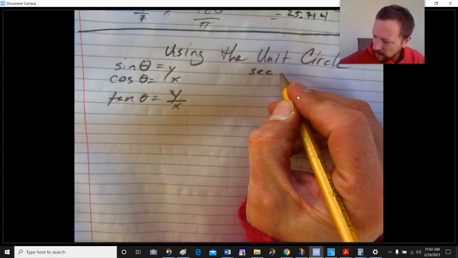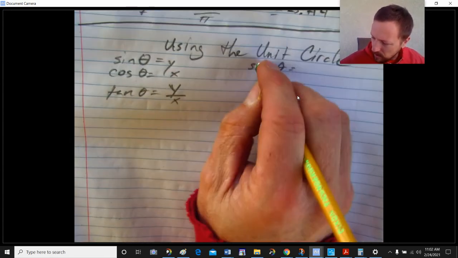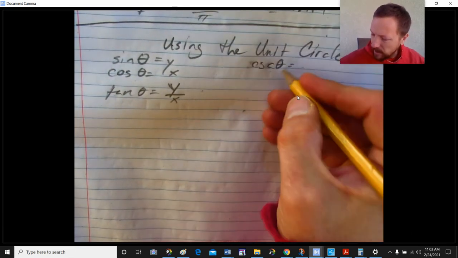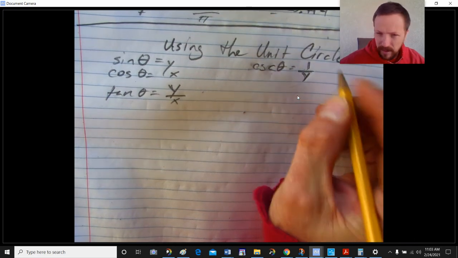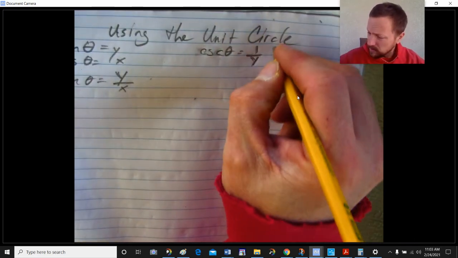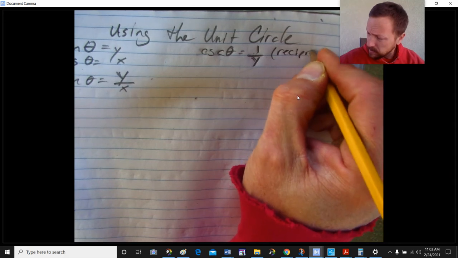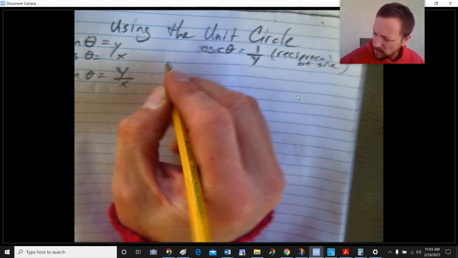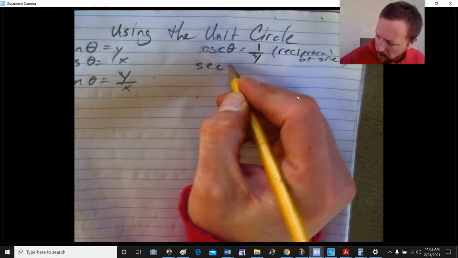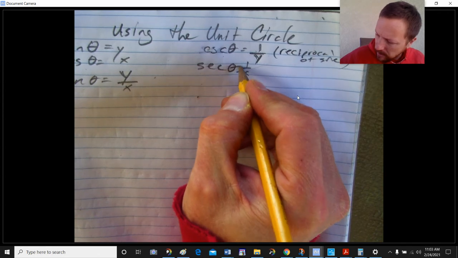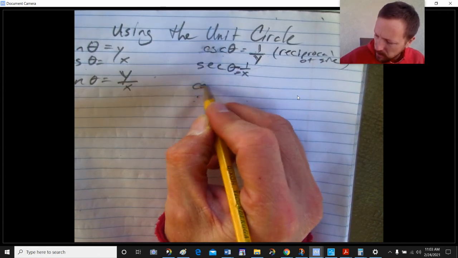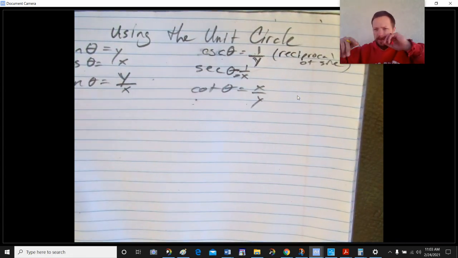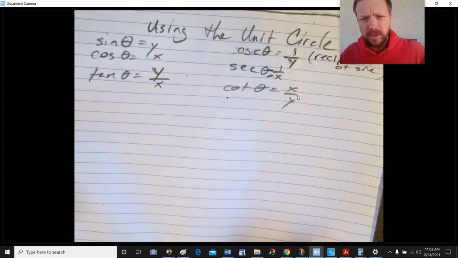Cosecant of our angle is 1 over y, or another way to call it, the reciprocal of sine, or y. The secant is going to be a reciprocal of your x, and then the cotangent is going to be the reciprocal of tangent, or x over y. We're going to flip those over. So this is the way it works out, using the unit circle.